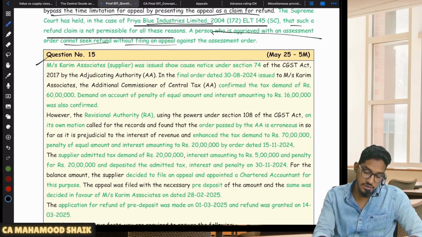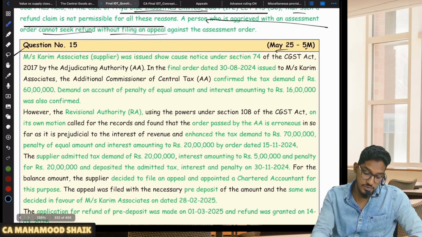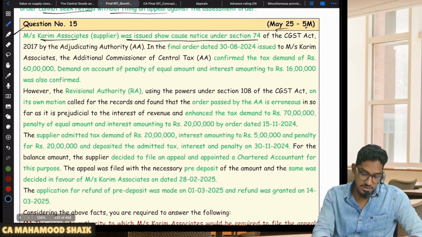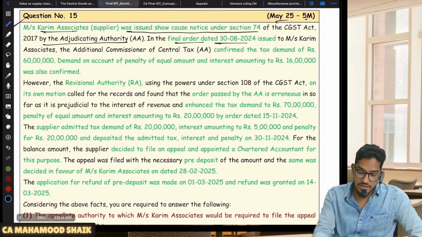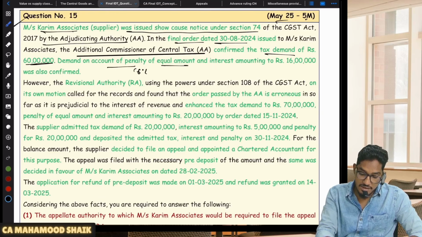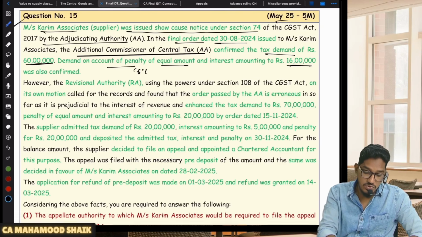Next, now we have one more question. Let us see the exam question. Kareem Associates was issued a show cause notice under section 74 of the CGST Act by the adjudicating authority. In the final order dated 30th of August issued to Kareem Associates, the Additional Commissioner of Central Tax Appeals, that is the Appellate Authority, confirmed the tax demand of 60 lakh rupees and a demand on account of penalty of equal amount. So 60 lakh rupees tax, 60 lakh rupees penalty, and interest amounting to 16 lakhs was also confirmed.